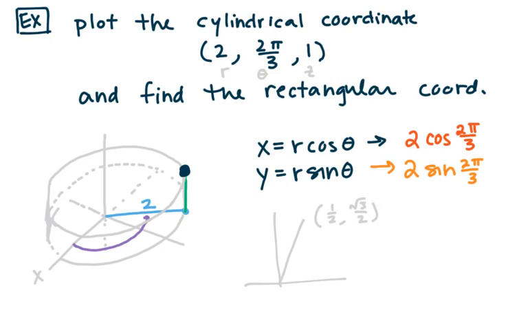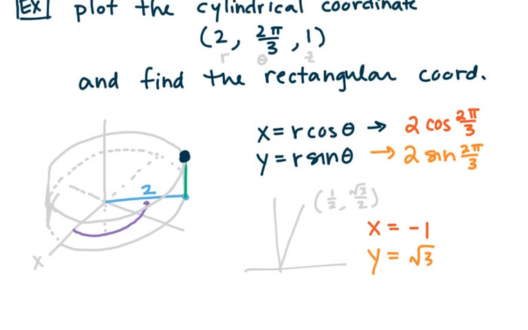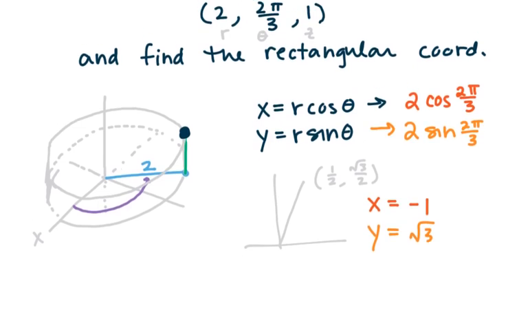So cosine of 2 pi over 3 is negative 1/2. Sine of 2 pi over 3 is root 3 over 2. So simplifying each of these, I get that x equals negative 1 and y equals positive root 3. So my new rectangular coordinate here is negative 1, root 3, and then my z value is still the same, which was given as 1.